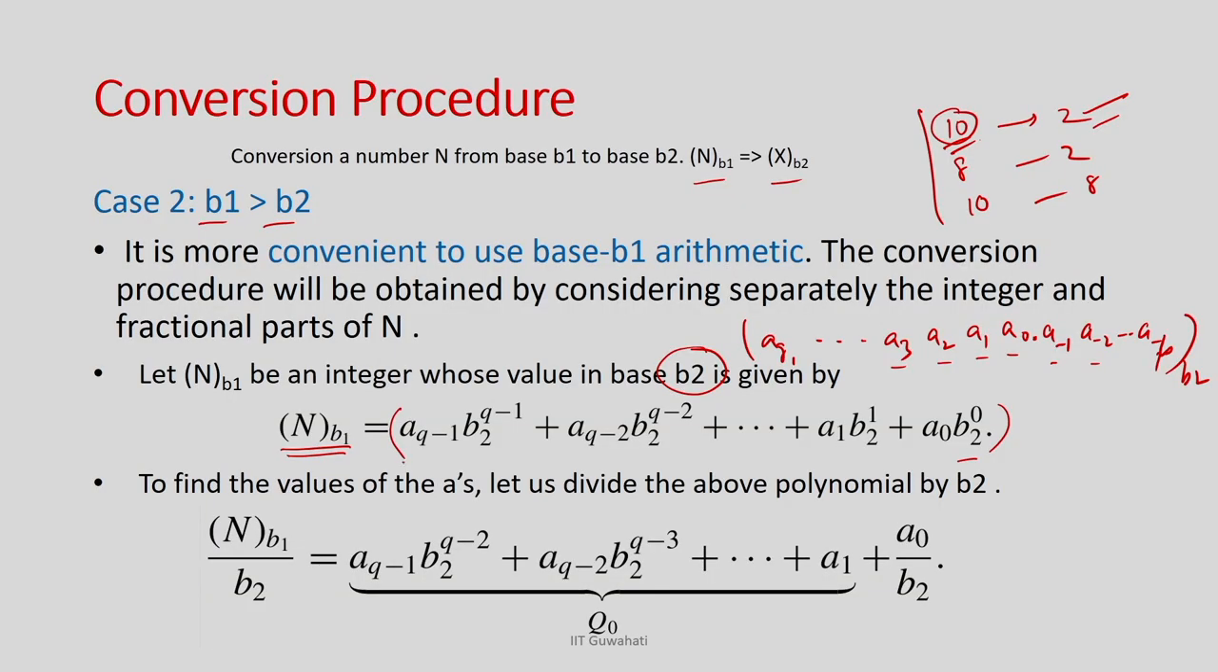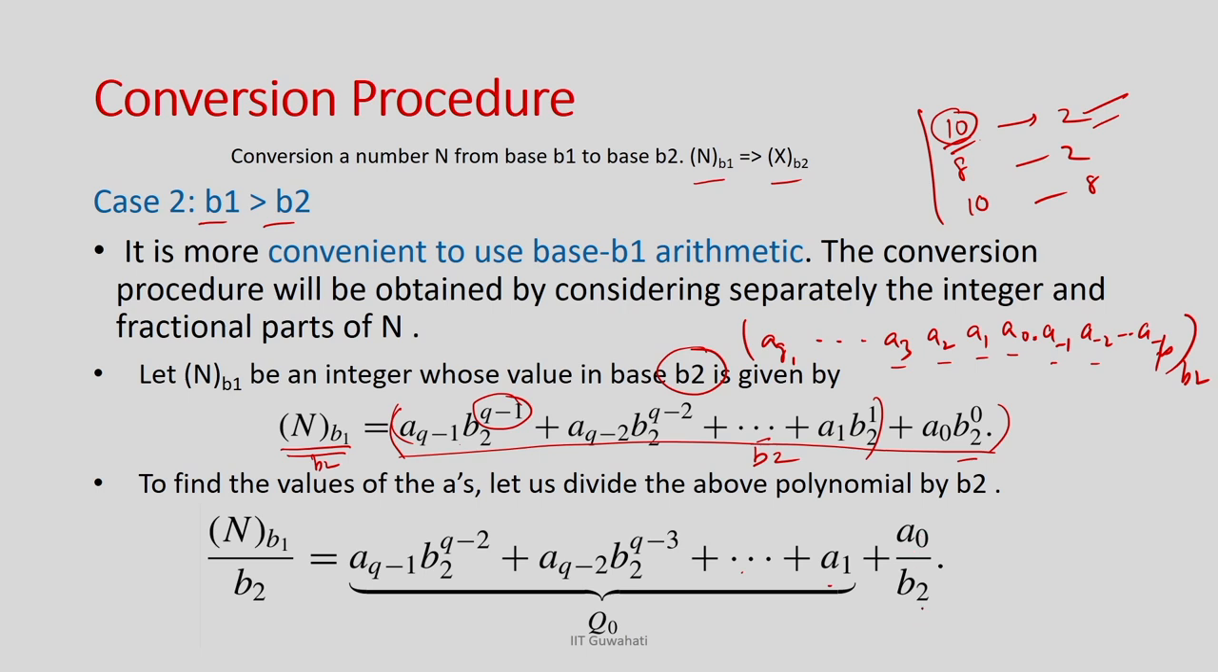Okay. So, now let us see, I just divide this value by B2. B2 is the base, my target base, right. So, I am dividing both sides by B2. Because B2 is getting multiplied, for each part the power of B2 will be reduced by 1. So, this will become A1, this will become A2 B2, this way this will become A(Q-1) times B2^(Q-2), because it is Q-1 earlier, plus A0, because here there is no B2, so it will become A0 by B2.